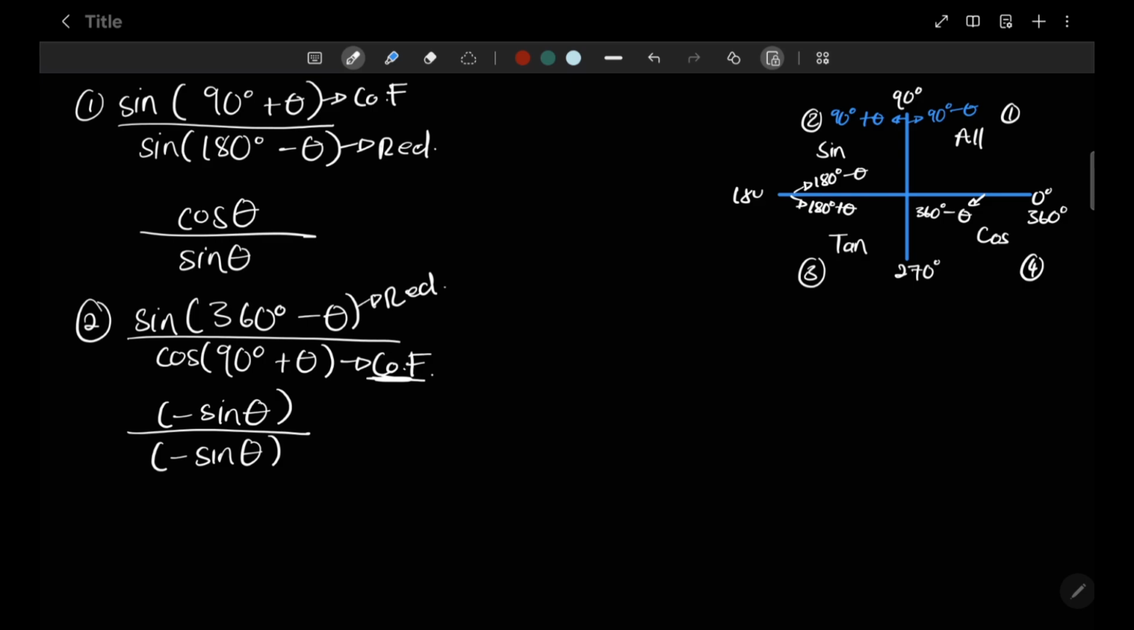Now what's the following step? This is where we cancel. We only have one time in the numerator and one time in the denominator. So this cancels with that. Sine theta cancels with sine theta, and you're left with 1.